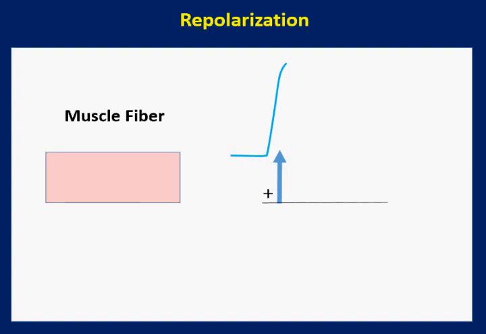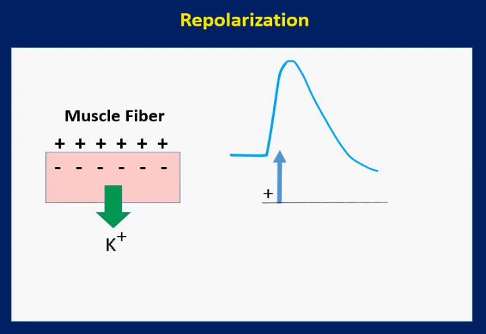Very shortly, the sodium channels are closed and the potassium channels open. The positively charged potassium ions move from the intracellular to extracellular medium. This is the repolarization phase. Note the opposite direction of flow of charges. Hence, we will call this a negative current.